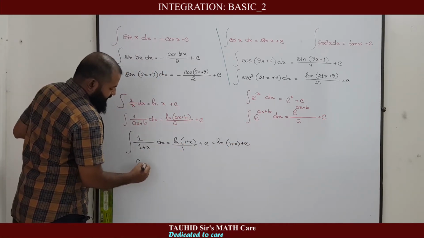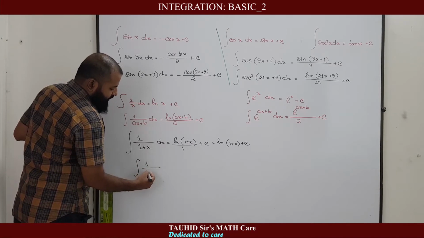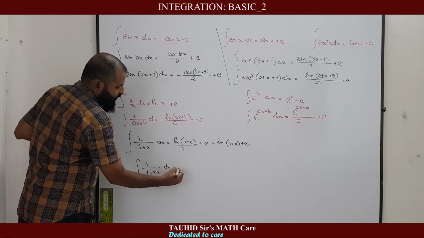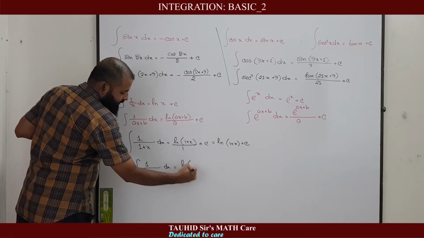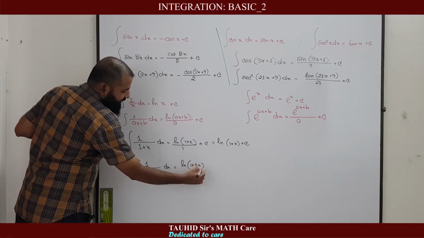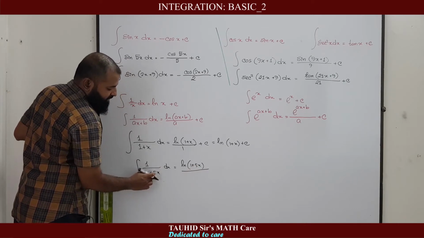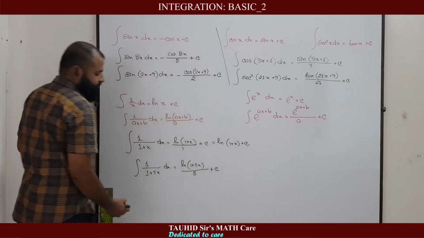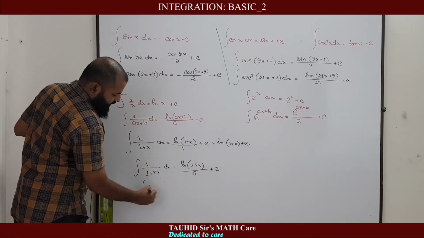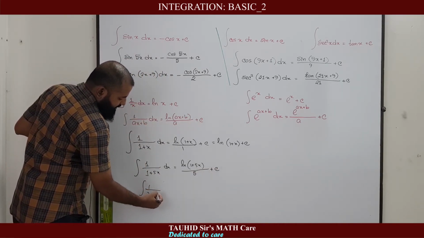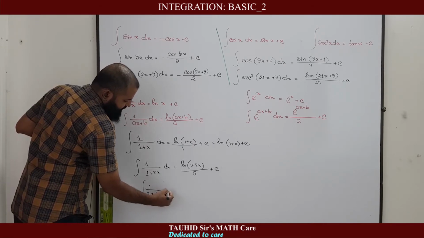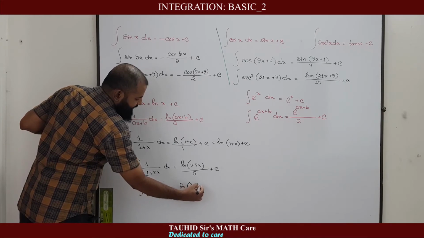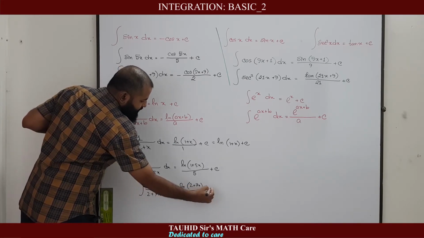If we write integration of 1 divided by 1 plus 5x dx, it equals ln(1 plus 5x), and we will divide it by the coefficient of x, which is 5, plus c. Integration of 1 divided by 2 plus 7x dx, similarly it will become ln(2 plus 7x) divided by 7 plus c.